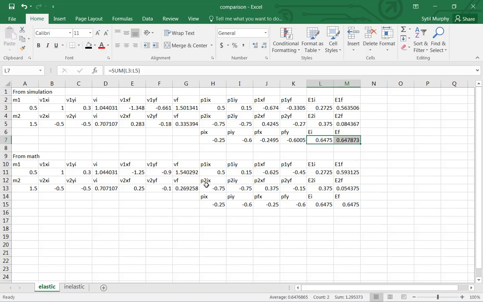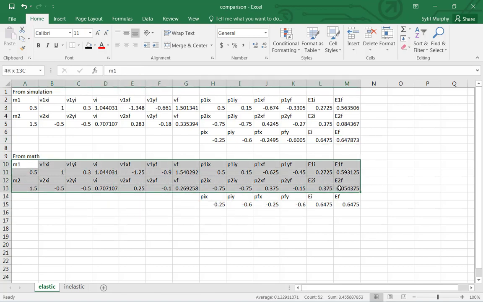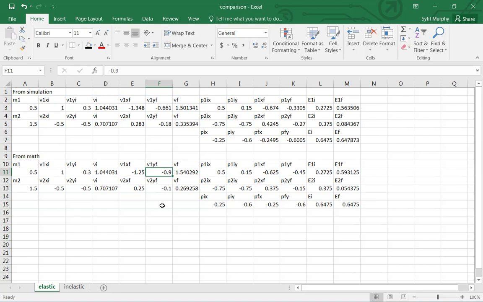It's very close. When I look at what we did in the PowerPoint and the math, so you can see here's the v1y final of negative 0.9 and v2y final of negative 0.1. And similarly for v1x and v2x final. My momentums, initial and final, are exactly the same, and my energies are exactly the same. So I conclude from this that our math is spot on. We've conserved both momentum and energy with what we've done.